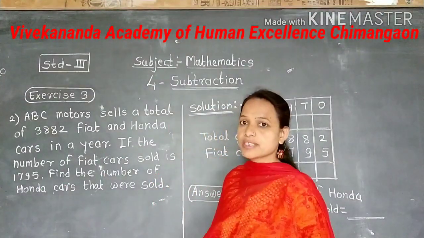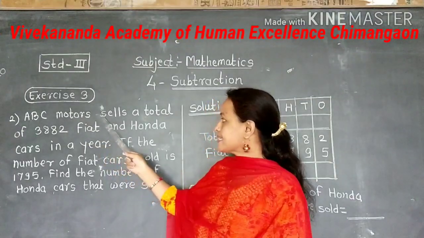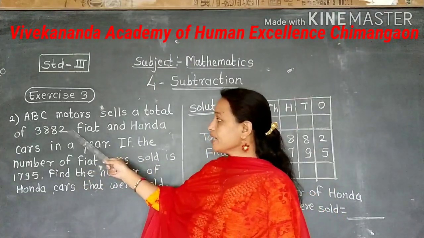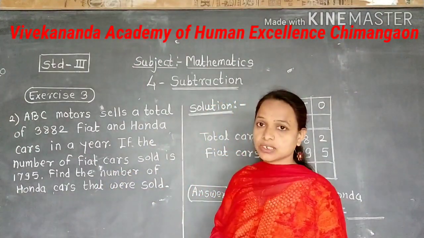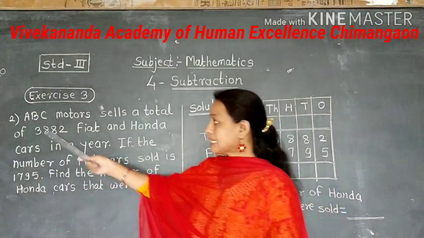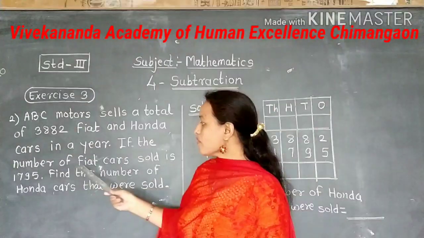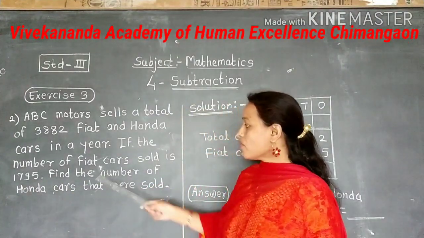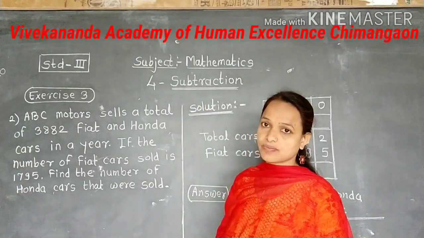Next word problem from exercise 3. Look here. ABC Motors sells a total of 3,882 Fiat and Honda cars in a year. Total number of cars of Fiat and Honda. How many? 3,882. If the number of Fiat cars sold is 1,795, find the number of Honda cars that were sold.